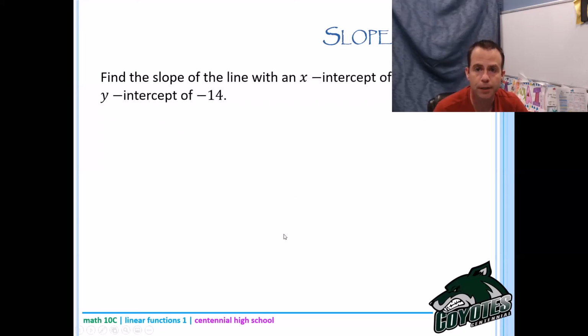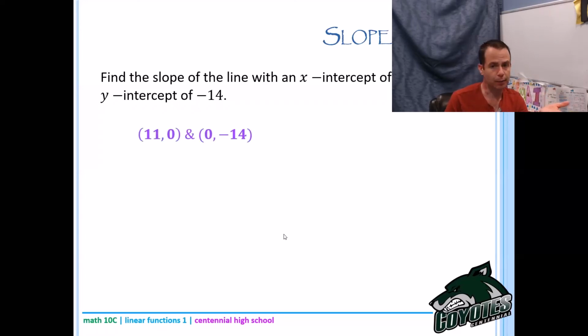Find the slope of the line with an x-intercept of 11 and a y-intercept of negative 14. Anytime you're given an x-intercept and a y-intercept, that's just a fancy way of saying this point and this point. Remember, we've already talked about x-intercepts and y-intercepts, and that they're actually coordinate points. They're points that you could plot on a Cartesian plane. So an x-intercept of 11 is the point (11, 0). And a y-intercept of negative 14 is the point (0, negative 14). Okay, so those are my 2 points.